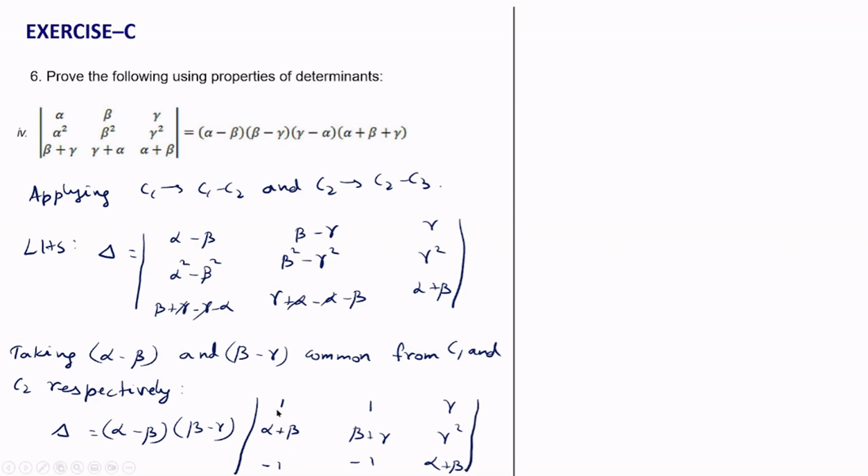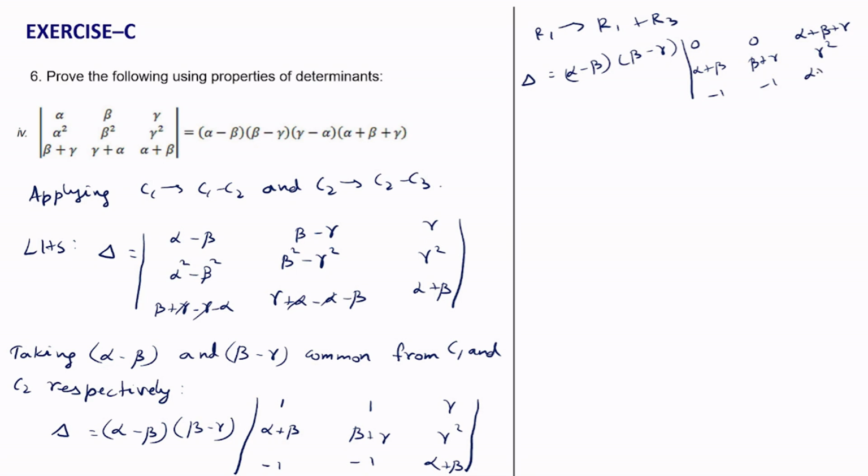And now let us perform R1 changing to R1 plus R3, so that we will have 0, 0, then alpha plus beta plus gamma. So here R1 changing to R1 plus R3. So we have delta as alpha minus beta, beta minus gamma, then 1 minus 1 is 0, 1 minus 1 is 0. Here we will have alpha plus beta plus gamma. Then we have alpha plus beta, beta plus gamma, minus 1; gamma, gamma square, alpha plus beta.